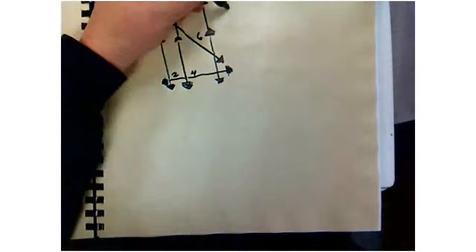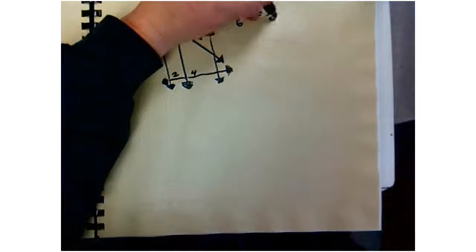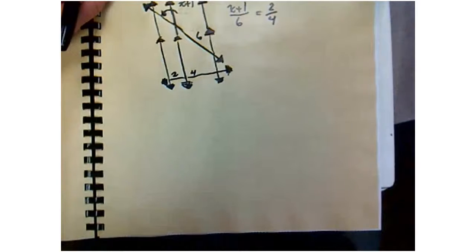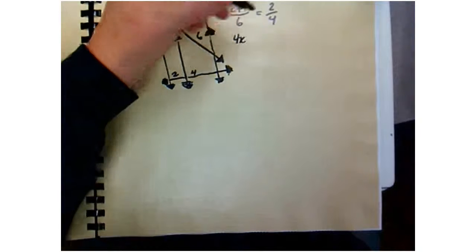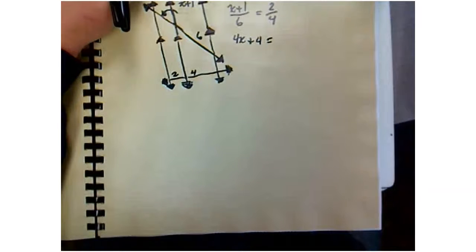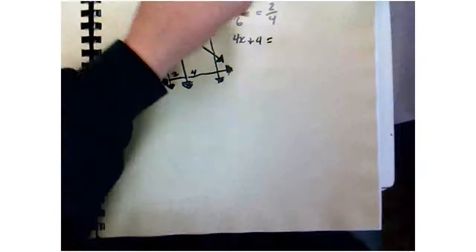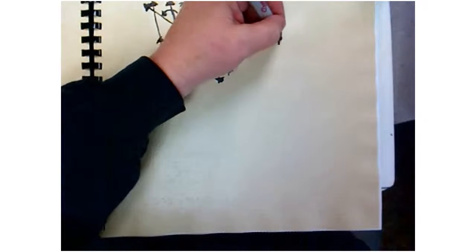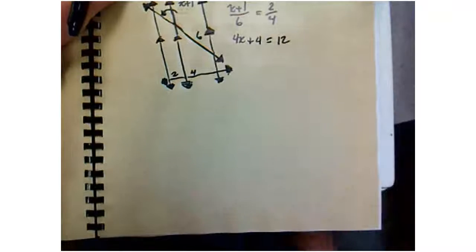So x plus 1 over 6 equals 2 over 4. Good. All right. X plus 1 over 6 equals 2 over 4. How are you going to solve this? 4 times x is 4x. And 4 times 1. Okay, so 4x plus 4 equals 2 times 6. This is 12. Good. 4x plus 4 equals 12.